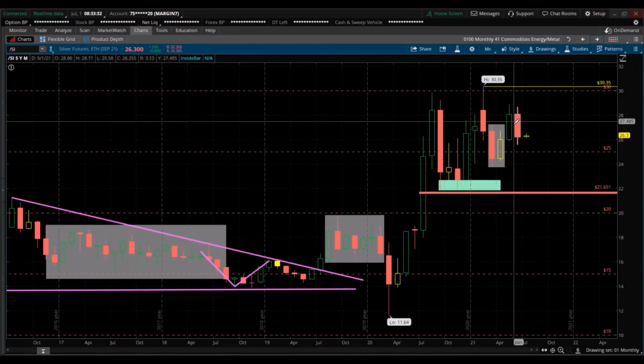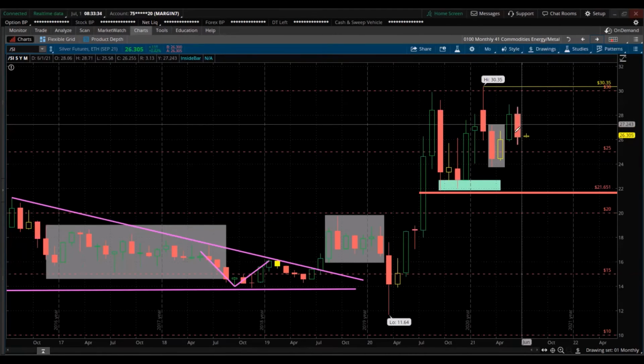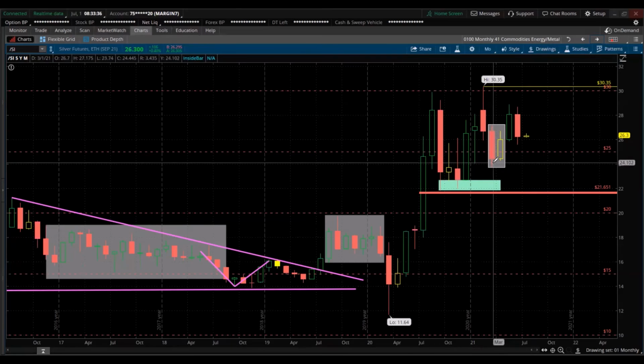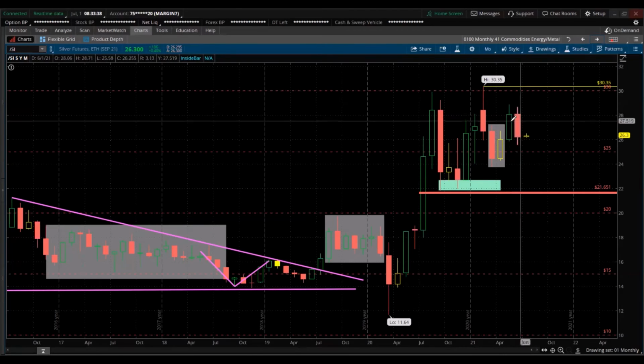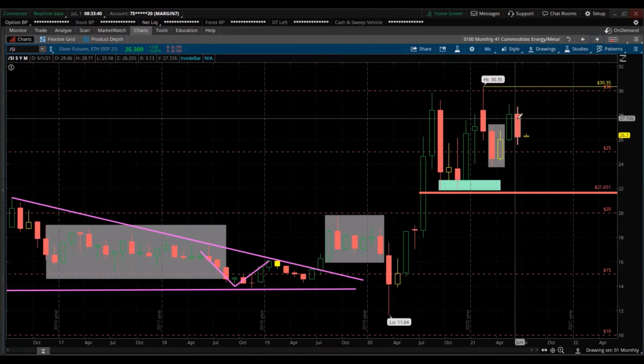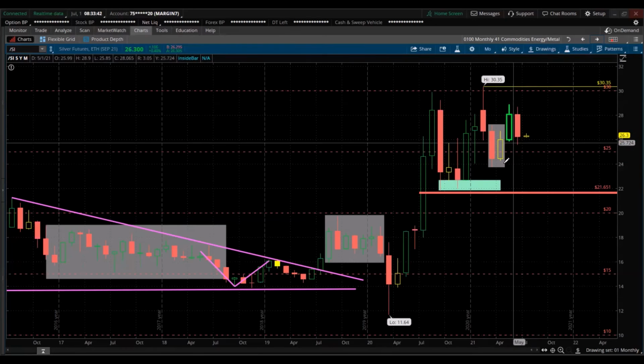Silver as well, strong like gold. Yeah, very strong. Well, we did a consolidation for the prior 2 months. It's way off the lows, strong.